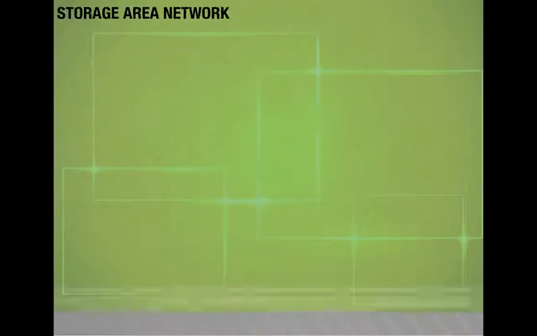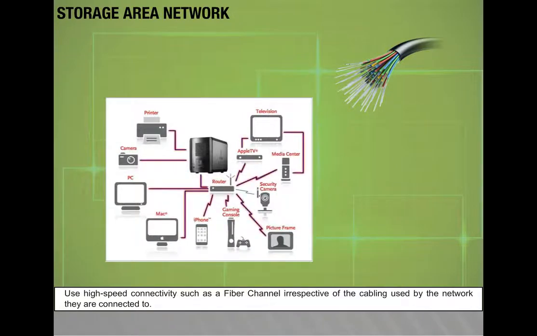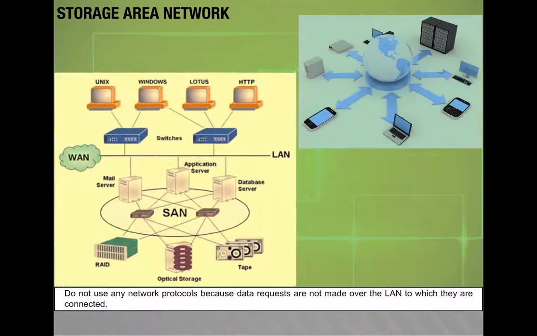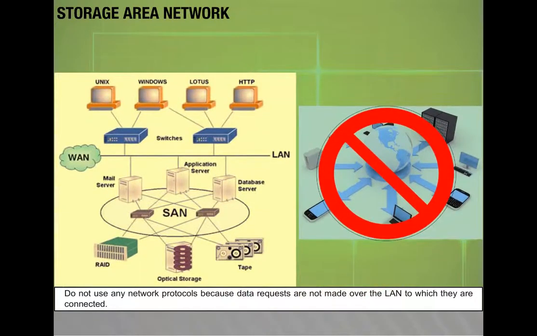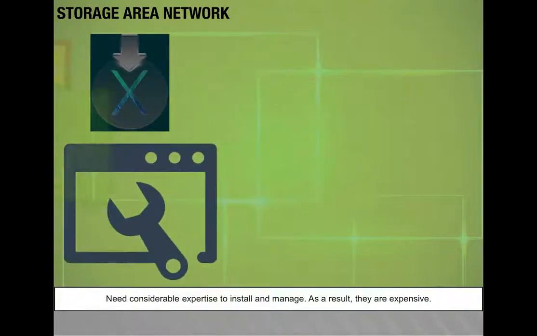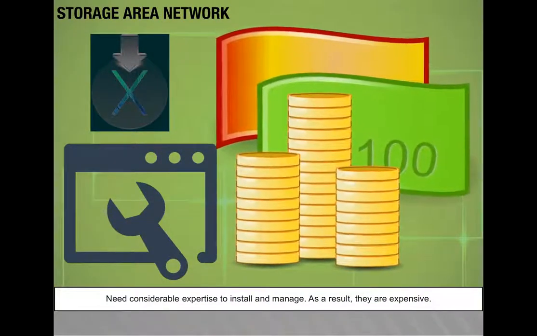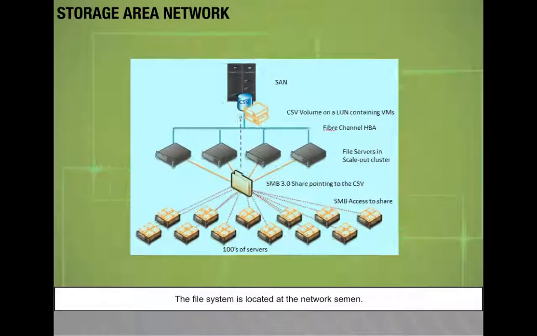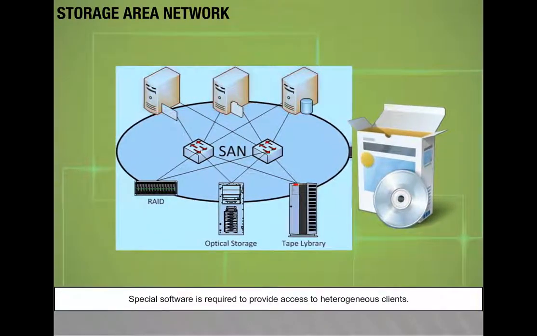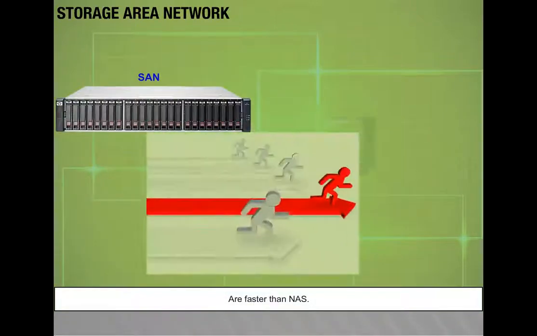Storage area network: uses high-speed connectivity such as fiber channel irrespective of the cabling used by the network it is connected to. Does not use any network protocols because data requests are not made over the LAN to which it is connected. Needs considerable expertise to install and manage. As a result, it is expensive. The file system is located at the network segment. Special software is required to provide access to heterogeneous clients. Is faster than NAS.